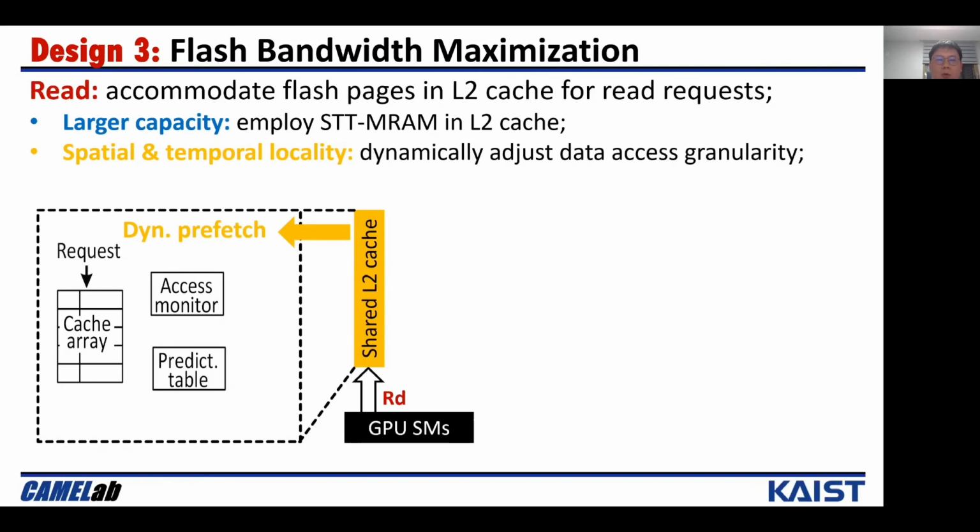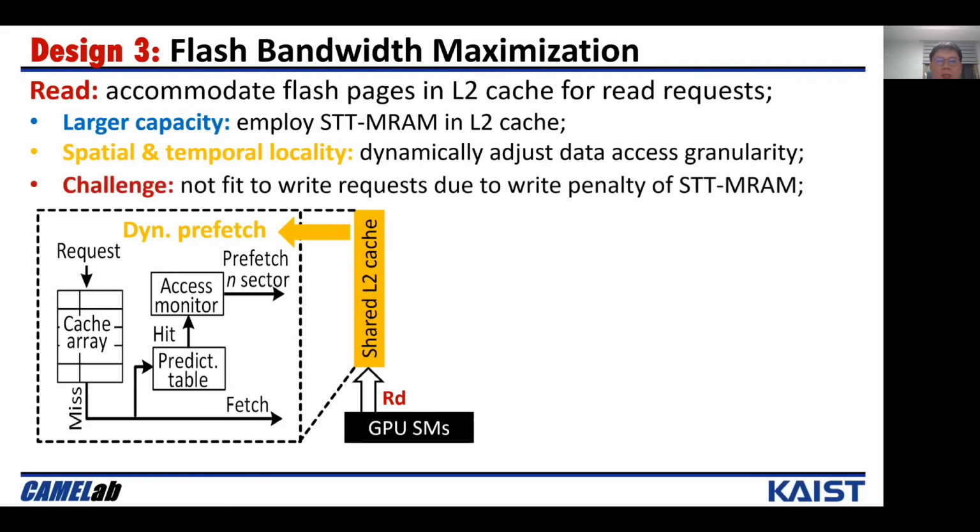An incoming read request will search for its target data in the L2 cache array. If missed, the request will access the data from the underlying ZNANDs. In parallel, the prediction table speculates the spatial locality of the target data and arbitrates whether to perform the data prefetch. The access monitor adjusts the data prefetch granularity based on the cache line utilization in the L2 cache.